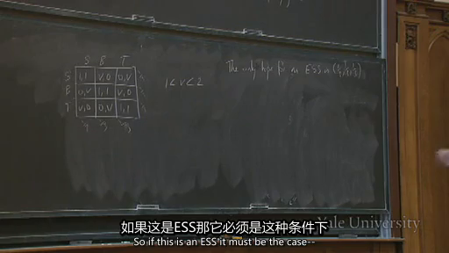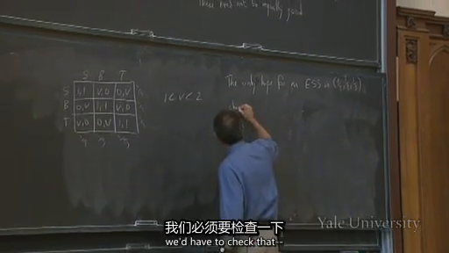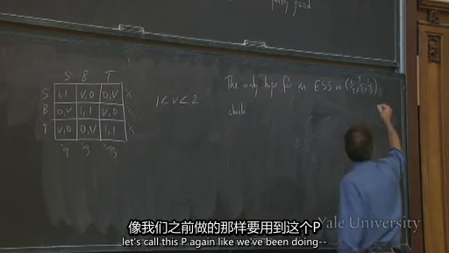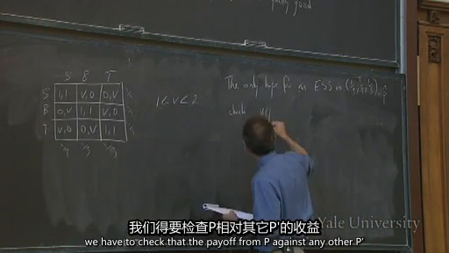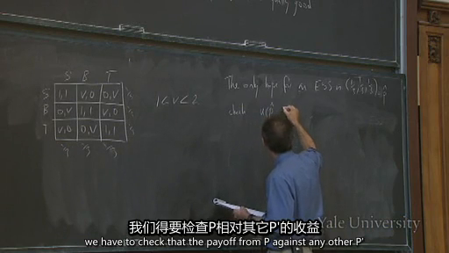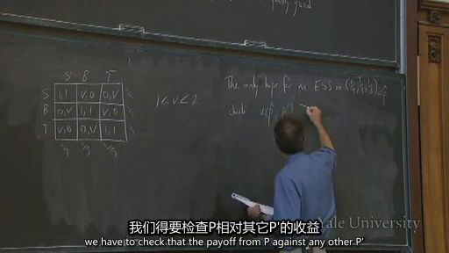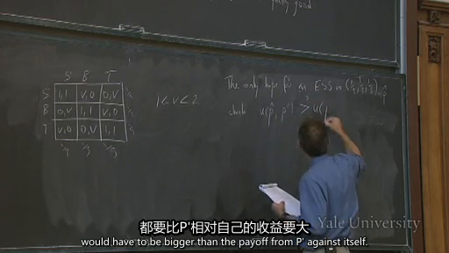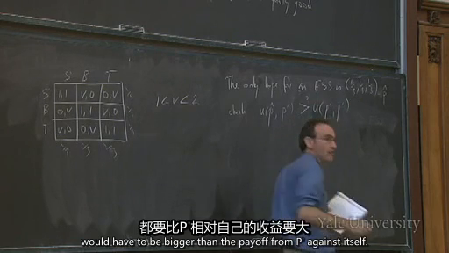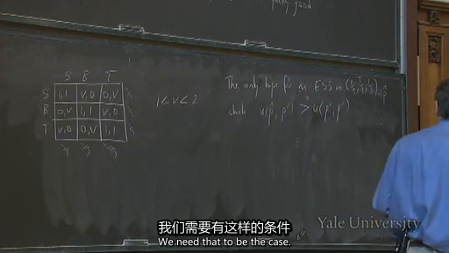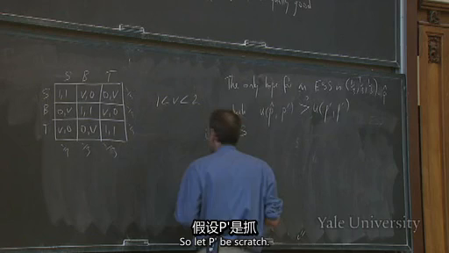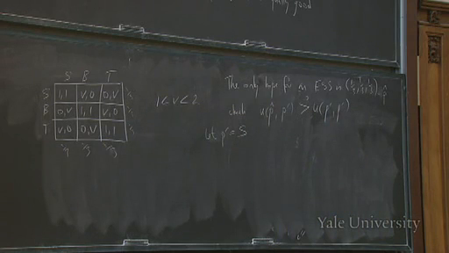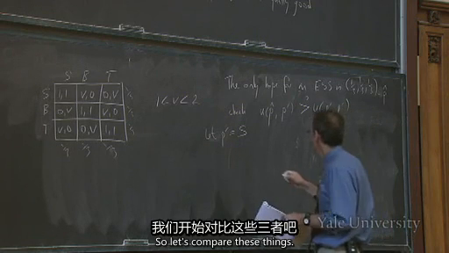All right? So if this is an ESS, we'd have to check that, let's call this P hat again, like we've been doing. We have to check that the payoff from P hat against any other P prime would have to be bigger than the payoff from P prime against itself. We need that to be the case. All right, so let P prime be scratch.